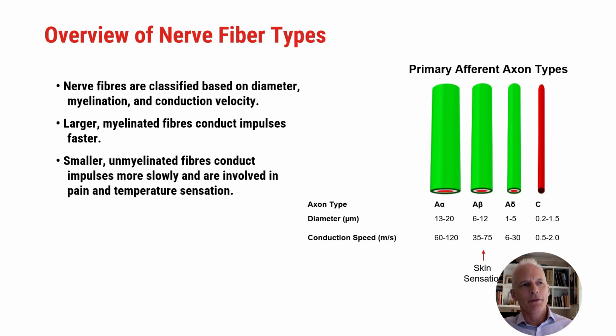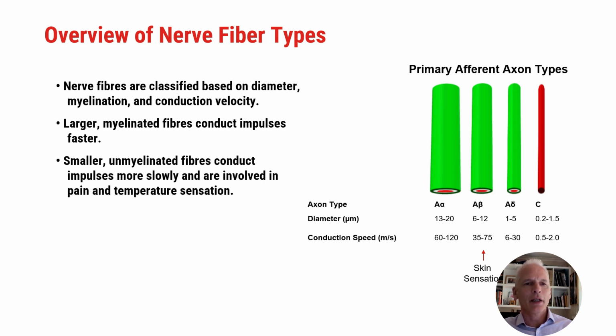Nerve fibers are classified based on diameter, myelination and conduction velocity, and these are all related. The diameter of a nerve is increased if it has more myelin around it, and the conduction velocity of a nerve is also increased if it has more myelin as well. So basically, the thicker the nerve, the more myelination, the greater the conduction velocity.